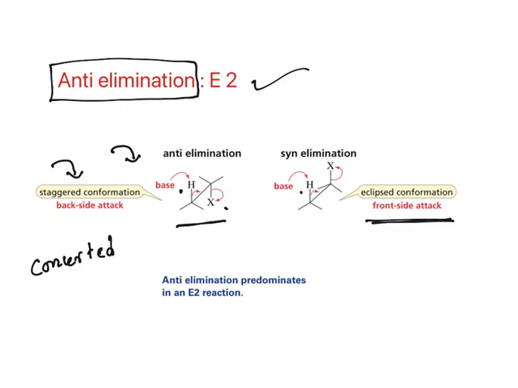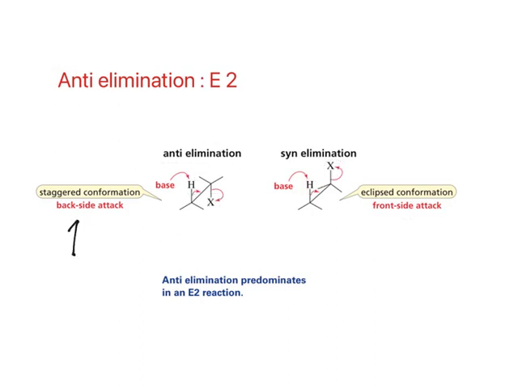Now, you see the elimination is favored with anti. Anti means opposite planes. The proton and the halogen will be in opposite planes. If they are on the same plane, it is called syn. If both of them are removed from the same plane, it is syn elimination. If they are on opposite planes, it is called anti-elimination. Now E2 is favored in anti-elimination.